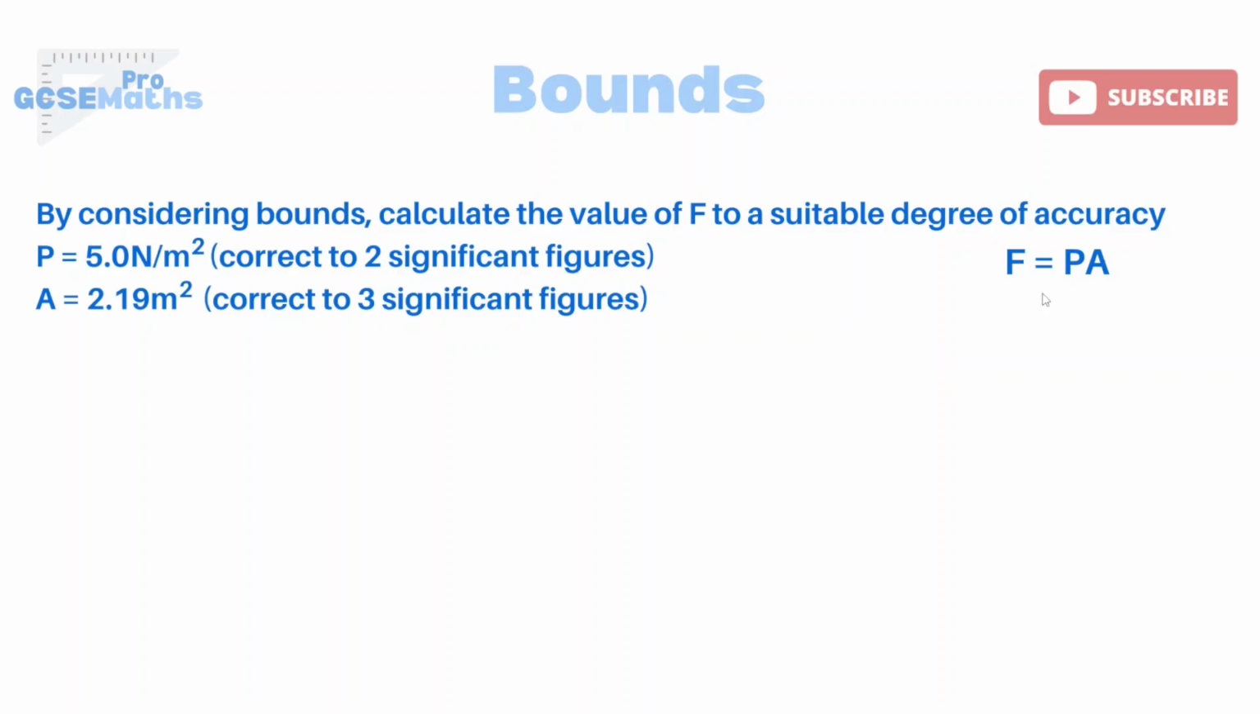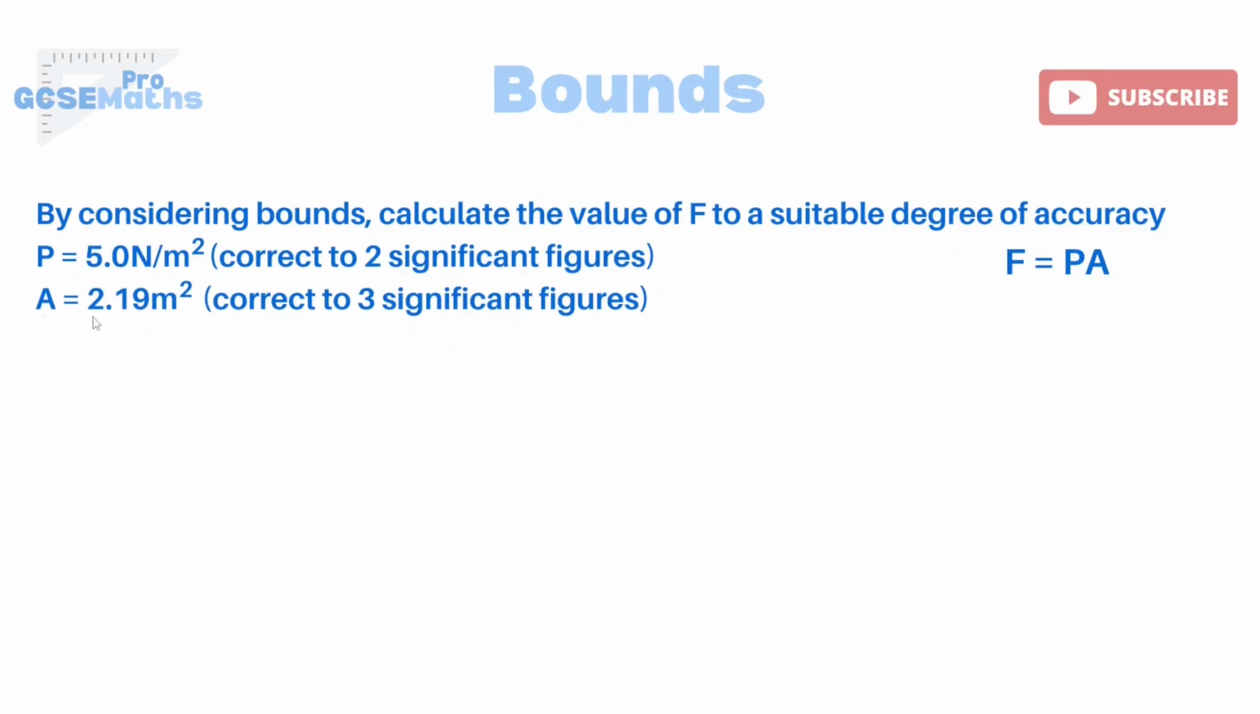So they've given us the formula. F is equal to P times A, and they've given us values for P and A, which are obviously correct to certain measurements. So in order to find F, I need to times these two values together. You might have seen this in our first video at the end where we started looking at a couple of more straightforward calculations using upper and lower bounds.